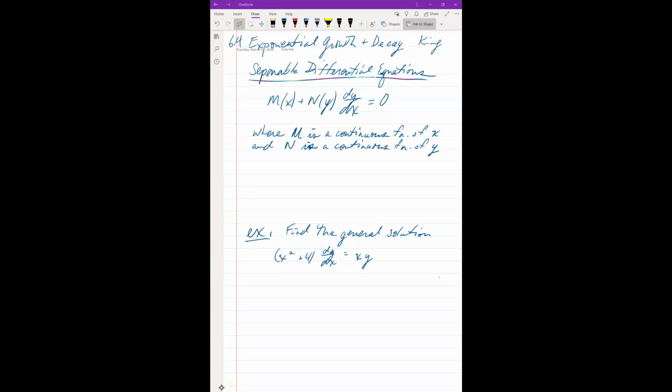We're going to cover chapter 6.4, exponential growth and decay, in this lesson. We'll be looking at separable differential equations, which you're already somewhat familiar with, or quite familiar with. And we'll look at solving some different examples.